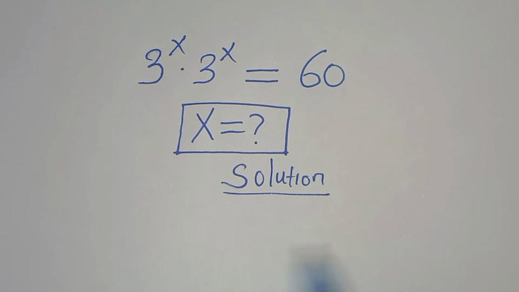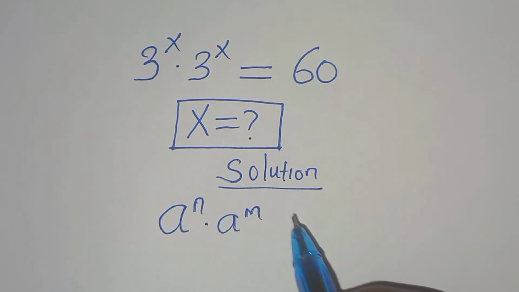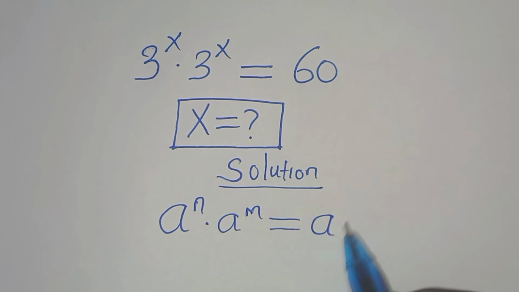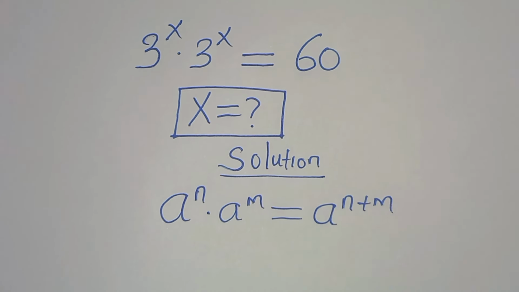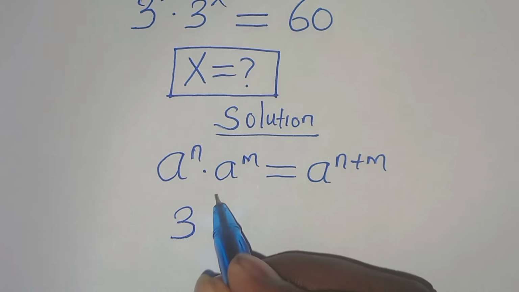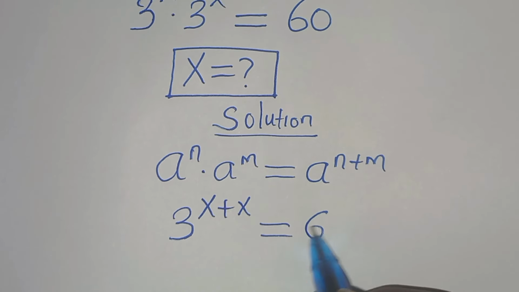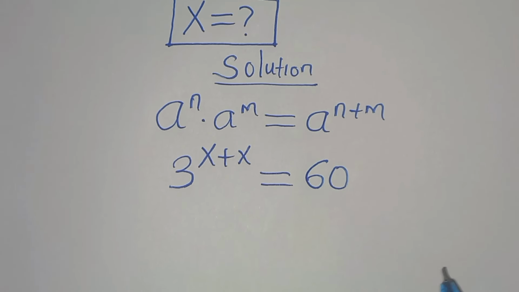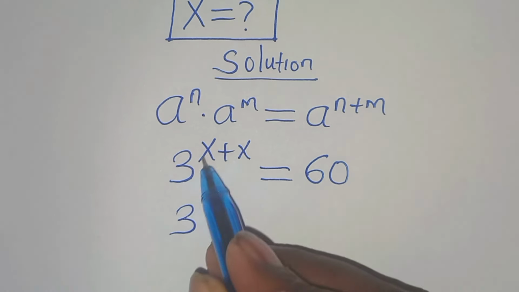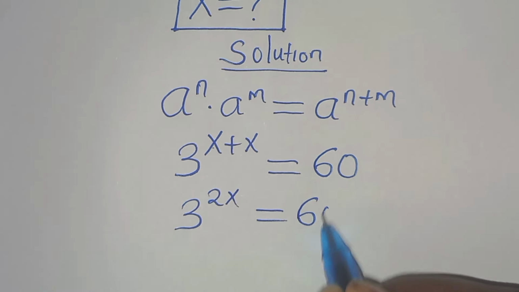This exponential equation is in the form of a to the power of n times a to the power of m, which we can express as a to the power of n plus m. Now applying this exponent property, we have 3 to the power of x plus x. This is equal to 60. Now, this is 3 to the power of x plus x. This is 2x. Then this is equal to 60.